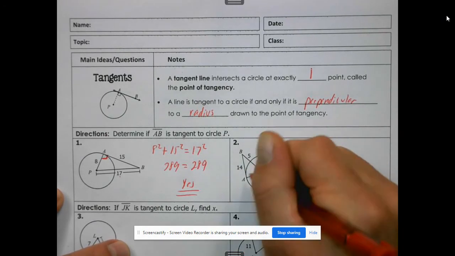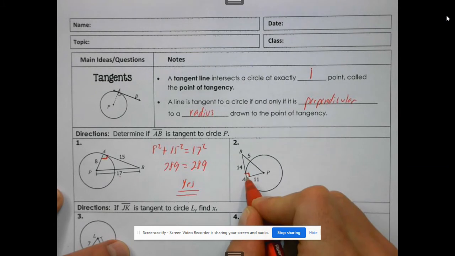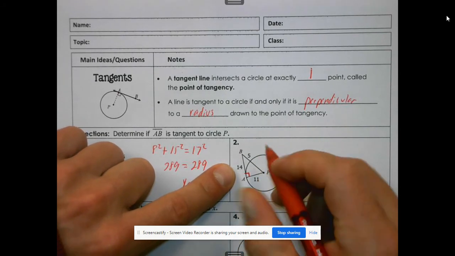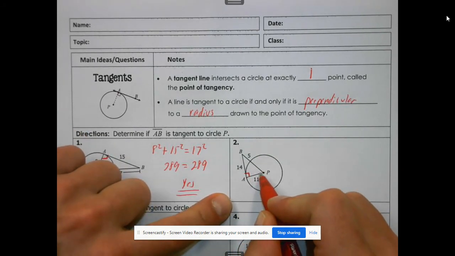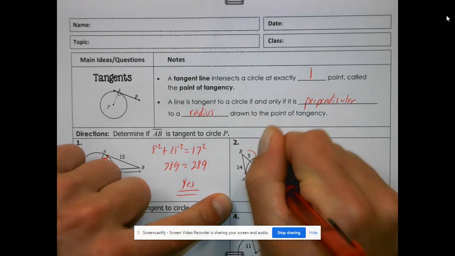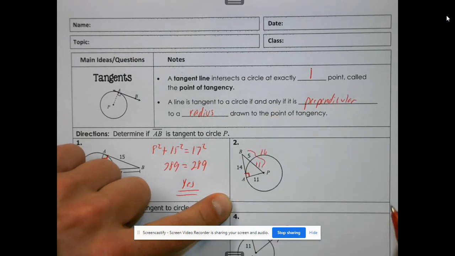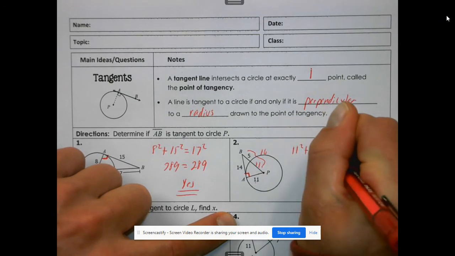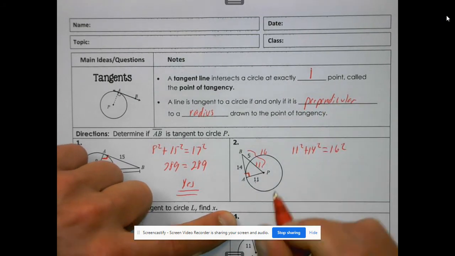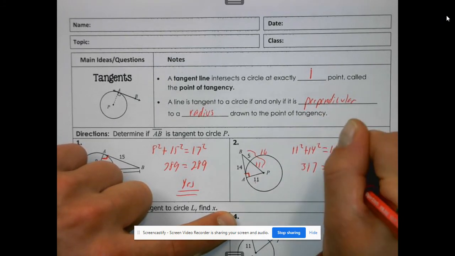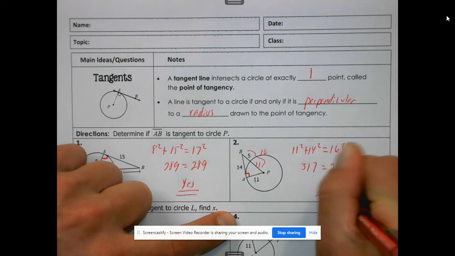Let's try 2. Here's my 90. That's the radius. That's line of tangency. There's my 90. Does a squared plus b squared equal c squared? Well, time out. Remember, all radii in a circle are the same measurement, right? So if this guy's 11, this guy's also 11. So that side would be 16, right? A squared, b squared, c squared. 11 squared plus 14 squared, does that equal 16 squared? Left side adds up to 317. Right side is 256. They are not equal. That is a no.